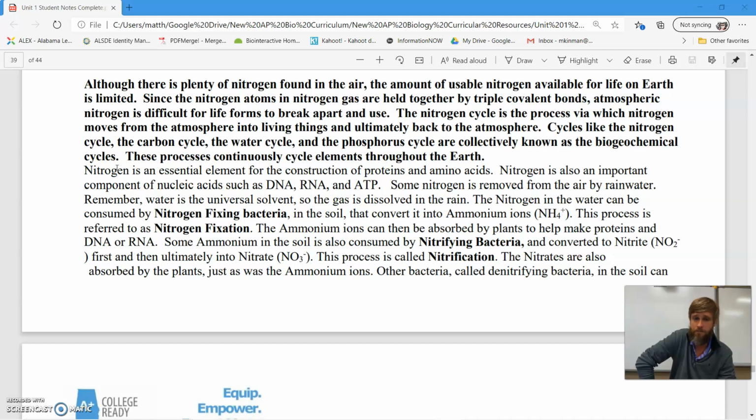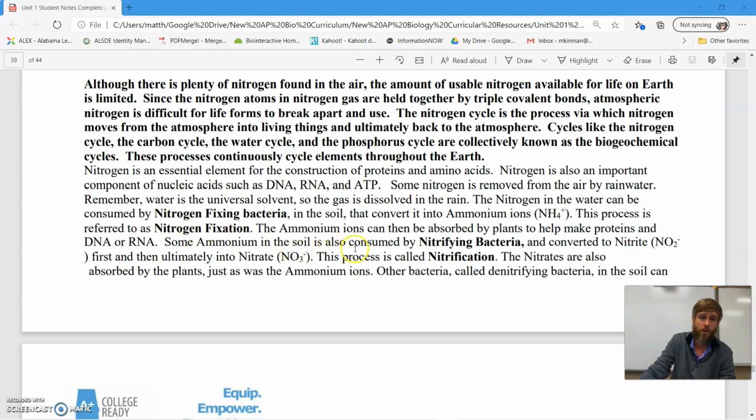ATP requires nitrogen. Some nitrogen is removed from the air by rainwater. Remember, water is a universal solvent, so the gas dissolved in the rain. The nitrogen in the water can be consumed by nitrogen-fixing bacteria in the soil that convert it to ammonium ions, NH4+. This process is referred to as nitrogen fixation. I have seen questions about this on the AP exam.